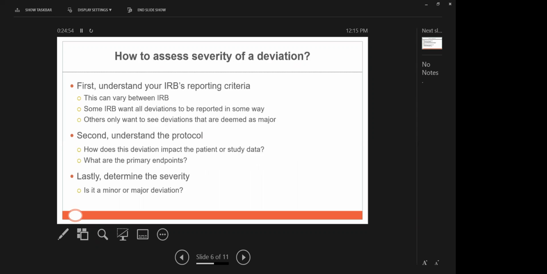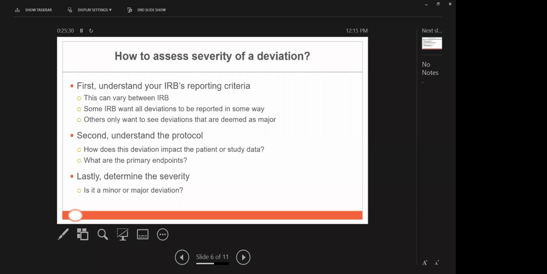Okay, so how do you assess the severity? We've been talking about minor and major deviations, and there are differences in how the IRB wants to see this reported. So the first thing to understand is, what are your IRB's reporting criteria? Every IRB has different expectations of what they want reported, so it could vary from IRB to IRB. If you're using a local IRB, then that would be your agency's regulations that you would need to be aware of.